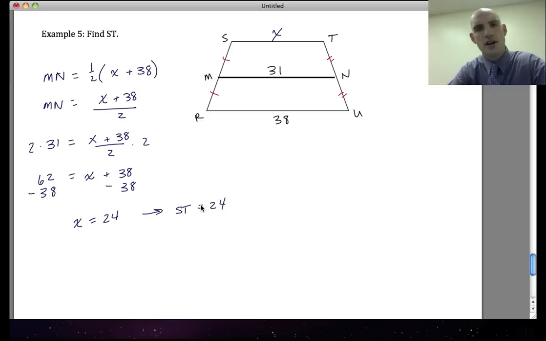We've used the properties of trapezoids and kites to find various examples of how we can figure out different lengths in these shapes. I hope you guys learned a little bit.